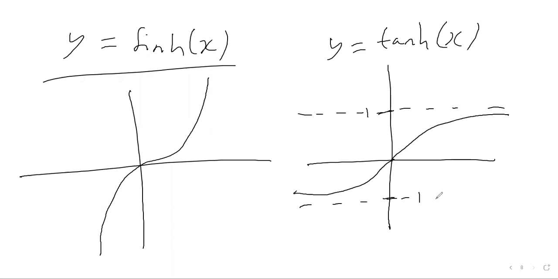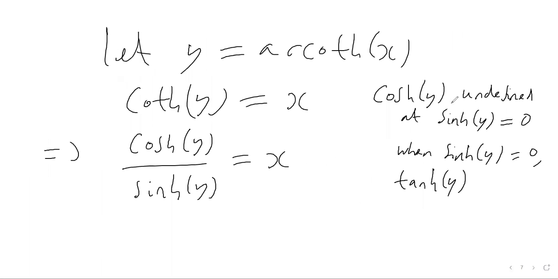So as you can see, when sinh of y equals 0, tanh of y equals 0. So that's exactly the same as what I've written down here. So that means that, sorry, I shouldn't say cosh here. I should say coth. My bad. This is a mistake. So coth of y is undefined at sinh of y equals 0, as we can see by the fraction there. But sinh of y equals 0 is the same as when tanh of y equals 0. So when sinh y equals 0, tanh y equals 0.